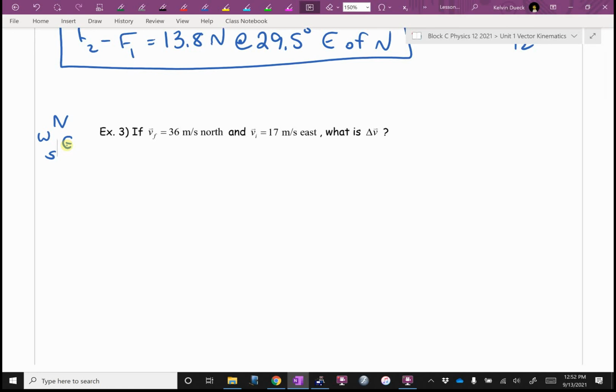So this isn't quite an acceleration yet. I'd need to know how long it took. But for what it's worth, change in anything is final minus initial. You might want to add that to your blue formula sheet on the front page somewhere near the top. The change in anything is final minus initial. Did you say minus, Mr. Dewick? This could be, if they're vectors, a subtraction question. Now, if they're scalars, you just go final minus initial, no problem. But if they're vectors, you better do some vector math.